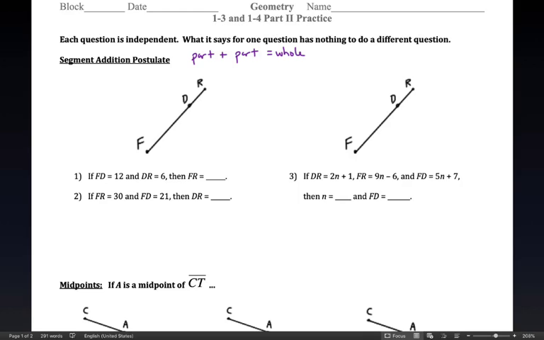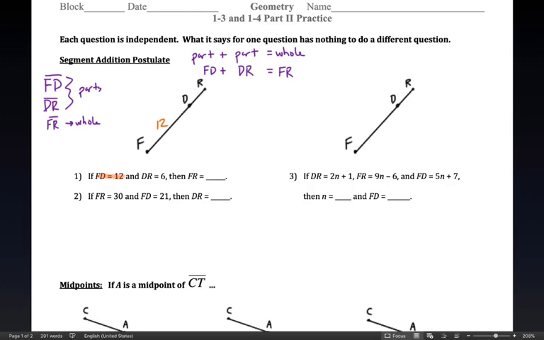This segment addition postulate, what does that mean? We're going to add two parts of segments together to equal a whole. In this case, I got three segments, FD, DR, and FR. The parts are FD and DR, segments FD and DR. The whole segment is segment FR. So there's a couple different ways I can ask the questions, but it's FD plus DR equals FR.